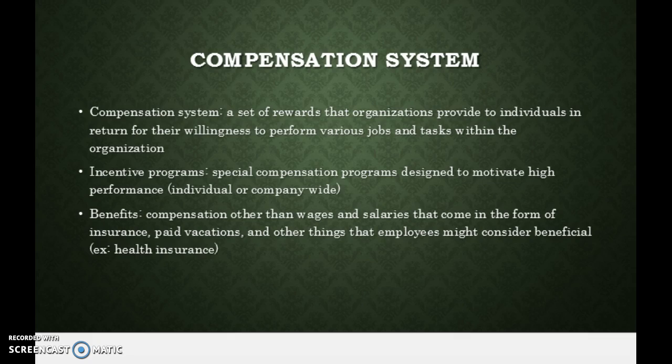Incentive programs are special compensation programs designed to motivate high performance and can be individual or company-wide. Benefits are compensation other than wages and salaries that come in the form of insurance, paid vacation, and other things that the employees might consider beneficial. Health insurance is a common benefit.